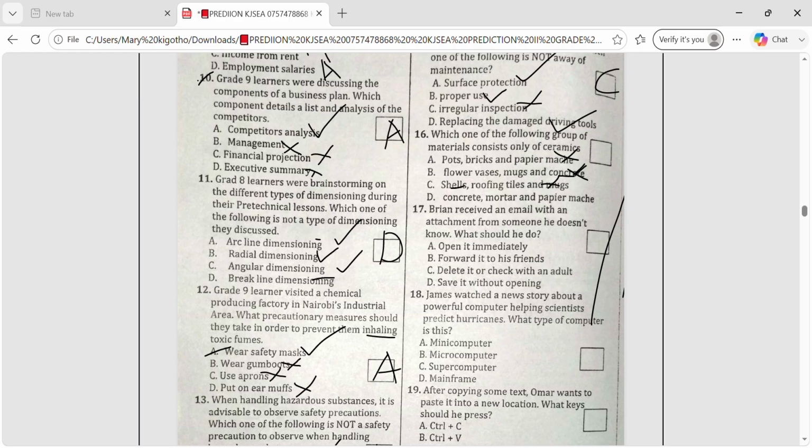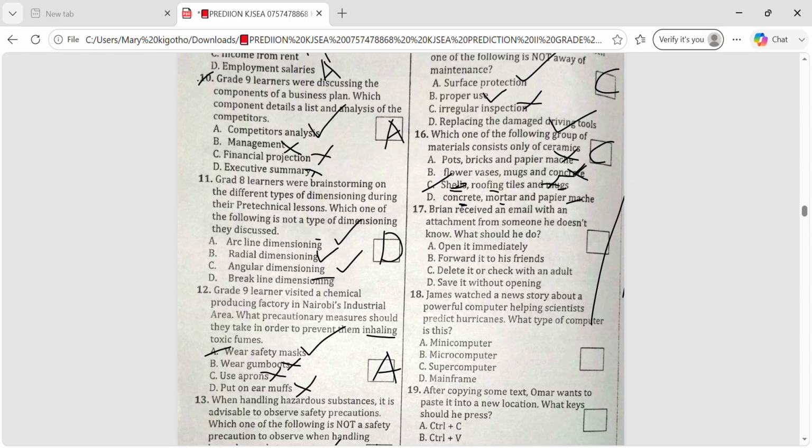Concrete, so shell is... I think it's also a ceramic material, roofing tile, and mugs. So I think this should be the answer because this is cement based, mortar, papier-mâché. So none of these are ceramic material. So the correct answer is C. Sorry for that confusion. So shells, roofing tiles, and mugs, so these are ceramic material.